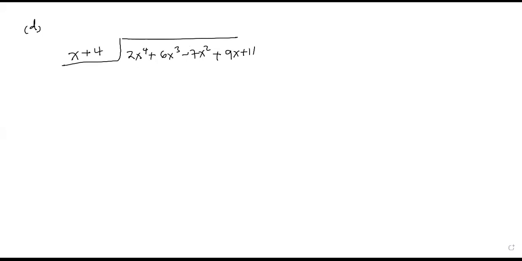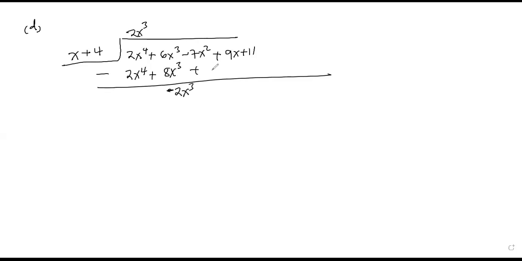Okay. That is the easiest, members. Just divide as usual. 2x power 4 by x, you get 2x cubed. 2x cubed times x, you get 2x power 4. 2x cubed times 4, you get 8x cubed. Subtract. x power 4 will go. You have 6x power 3 minus 8x power 3. You get negative 2x power 3.